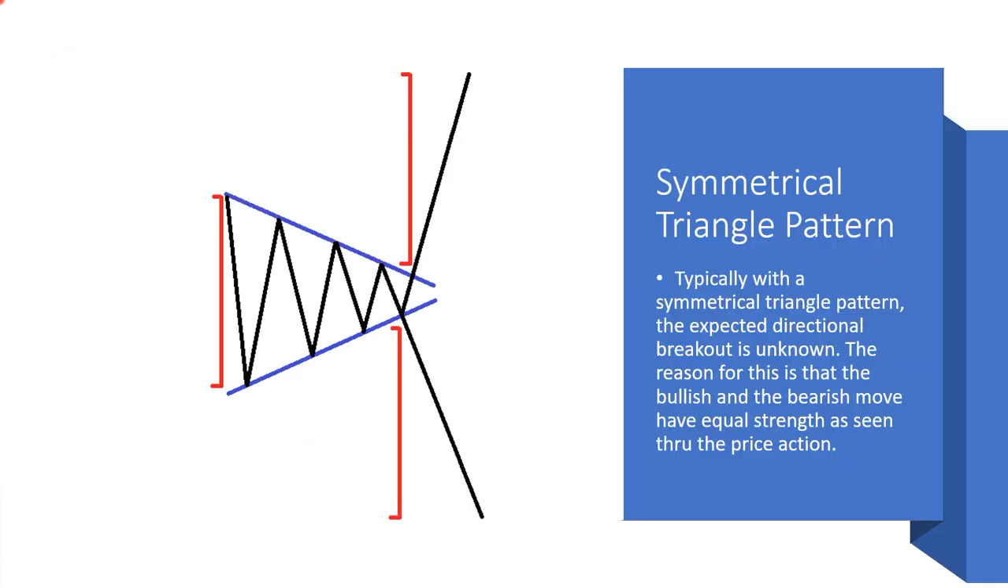Now, the key to remember is typically with a symmetrical triangle pattern, the expected directional breakout is unknown. The reason for this is that the bullish or bearish moves have equal strength as seen through price action. Now, there are some standard definitions of triangles that want to give you characteristics.